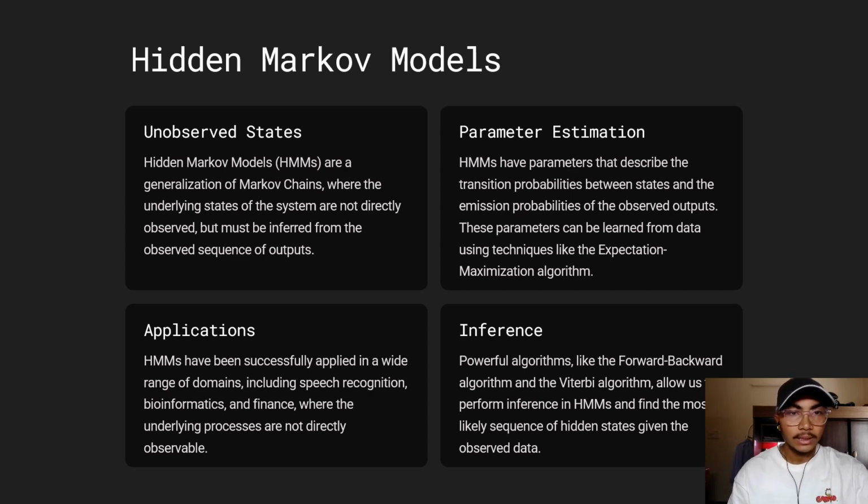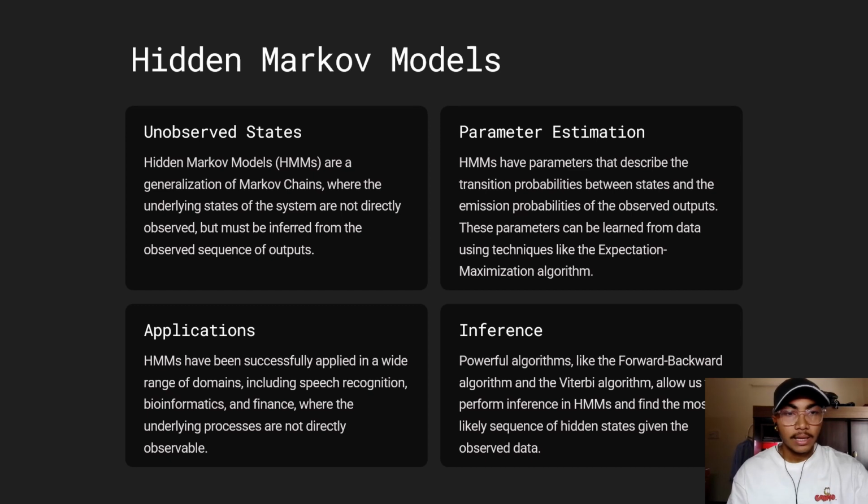Hidden Markov models. Unobserved state. Hidden Markov models are a generalization of Markov chains where the underlying states of the system are not directly observed but must be inferred from the observed sequence of outputs. Parameter estimation. Hidden Markov models have parameters that describe the transition probabilities between states and the emission probabilities of the observed outputs. These parameters can be learned from data using techniques like the expectation maximization algorithm.